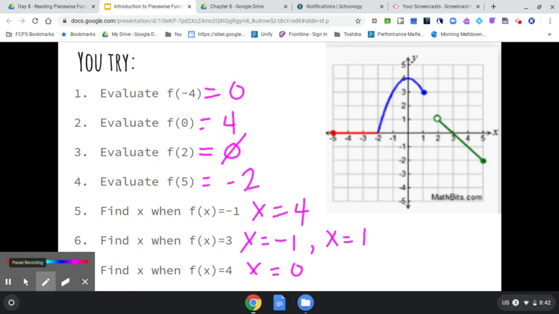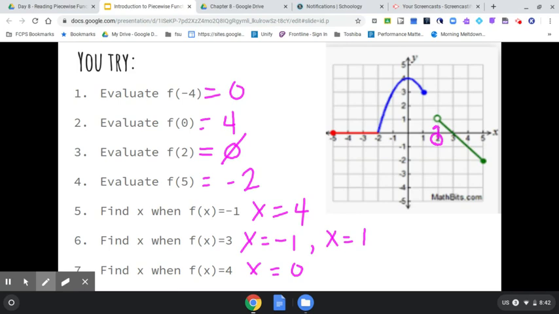Okay, here are the answers to those 7 questions. I want to spend a little bit of time talking about number 3. If we take a look at the graph, f of 2, that is telling me when x equals 2, what is the output? What is the y? Notice I have an open dot there. So that means there is technically no y value associated with an x value of 2. So it's the empty set, or no solution.